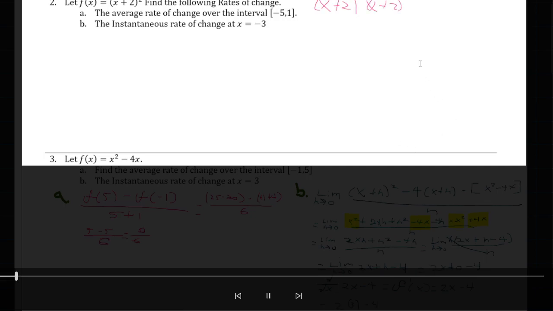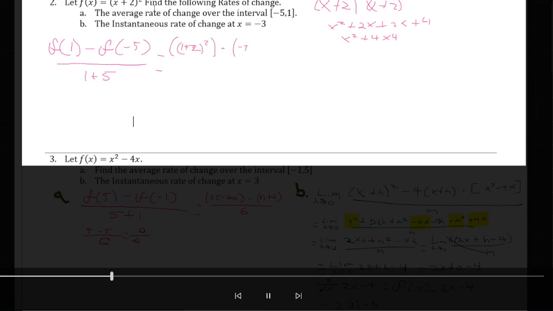Here I'm just distributing so I can substitute inside the limit definition of a derivative. I'm pretty sure you can do it without doing distribution, but I did it. Here I'm doing A, which is the average rate of change first, which I ended up getting 0.6, which I don't know why I forgot to put the 6 in the bottom.